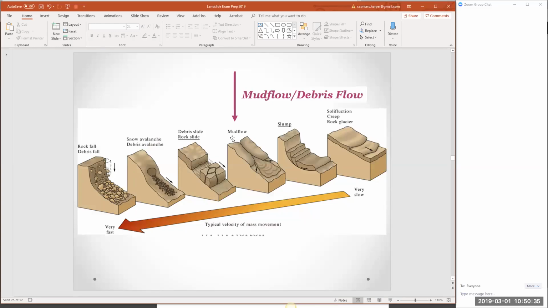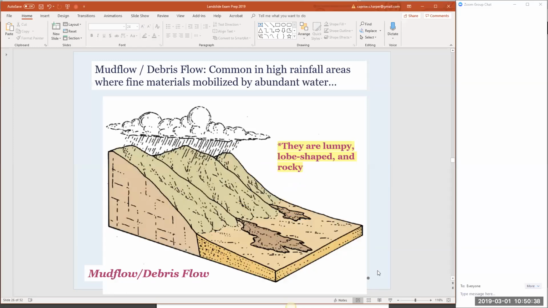The next type is a mud flow. The exam terminology is they're lumpy, lobe-shaped, and rocky. There's definitely a lot more water in this type of movement, so it moves quickly, and it's not as coherent as some of the others. With the last one we looked at, the whole side of the mountain could slip together. This one is much more just debris, anything that roars down the valley.